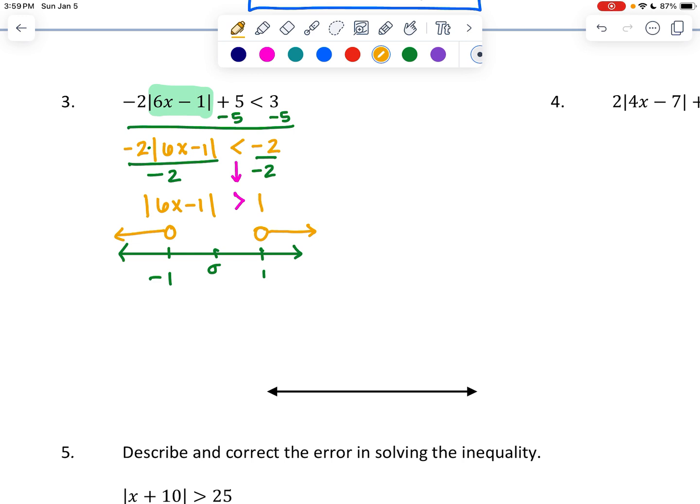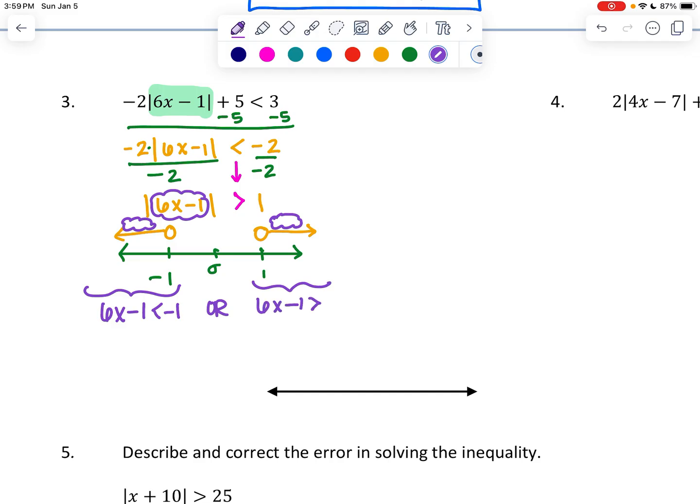Okay, so that means 6x minus 1 is either going to be here or it's going to be here. And I'm going to use this information to make new little inequalities. So 6x minus 1 is less than negative 1 for this piece right here. And I'm going to do the same thing for this piece over here. 6x minus 1 is greater than positive 1. So on the left side inequality, I'm going to add 1 to both sides.